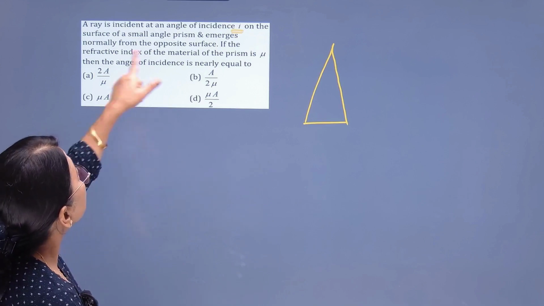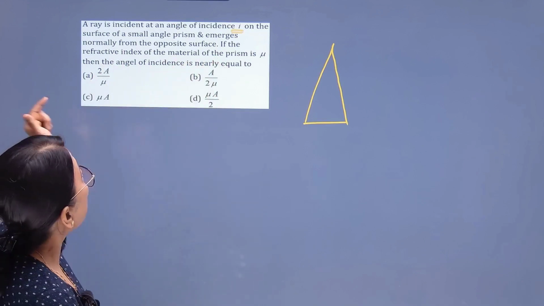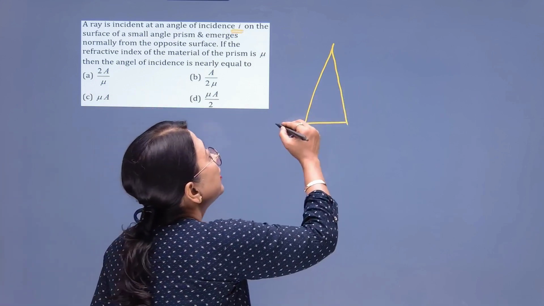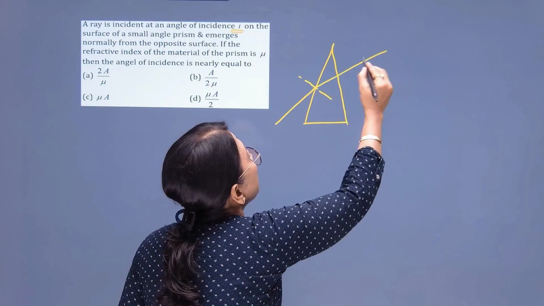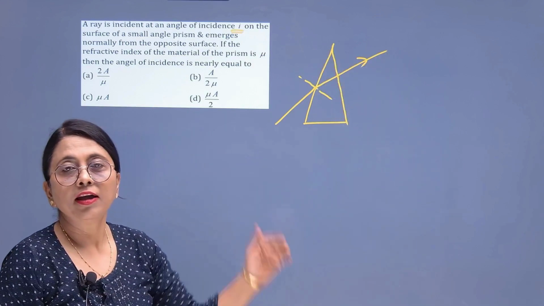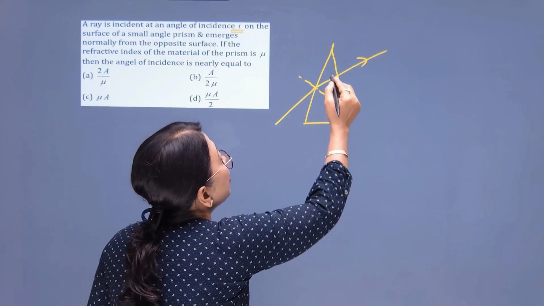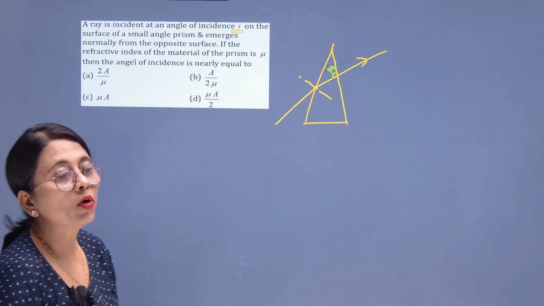So now you see there's a thin prism and emerges normally from the opposite face. अब जब इसमें गिर रहा है, it is emerging out normally. Means what? You see now, it's coming like this. And then it's going to emerge normally. ये normally निकल के चला जा रहा है. It's going out normally. That means this angle must be what? ये जो angle है वो कितने का होगा? 90 degree. This should be 90 degree.